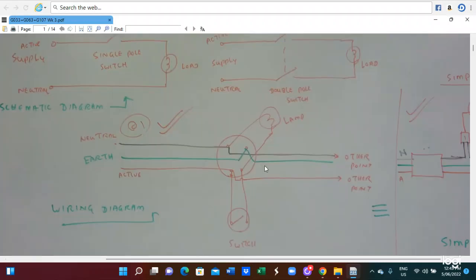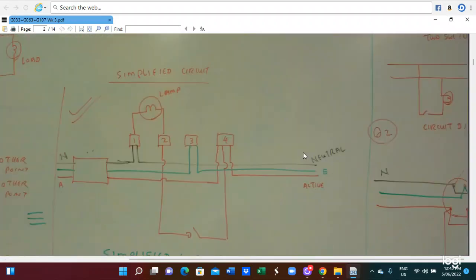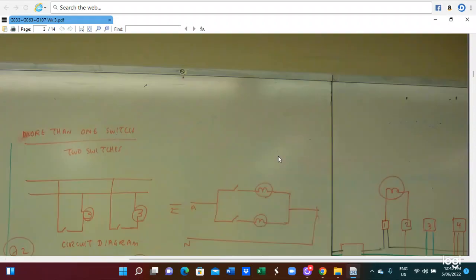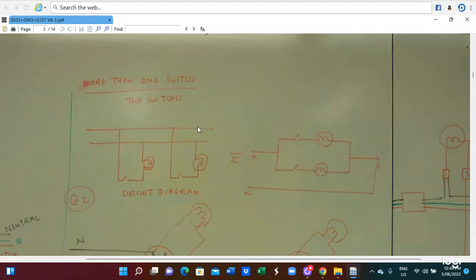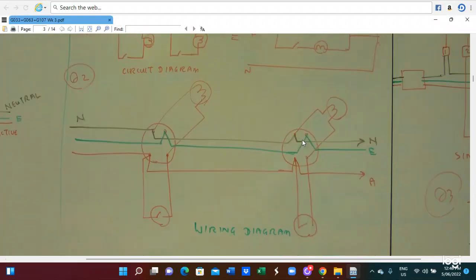So we have to run the wire like this. And also there will be a connection here, this connector and simplified circuit diagram. This one we can also connect. Here is a circuit with more than one switch. This is a switching diagram. So this is the circuit diagram, this is the switch diagram, and this is the wiring diagram.